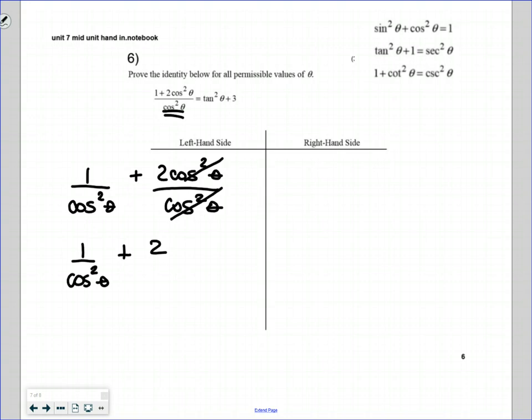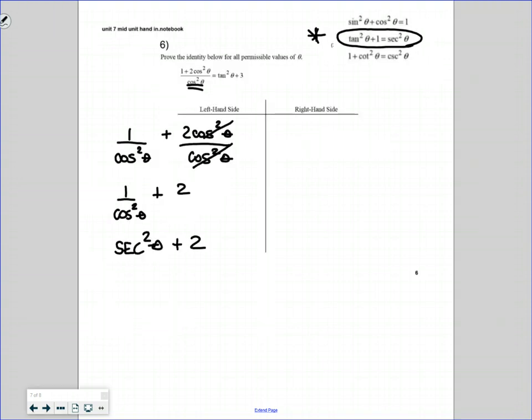Now, what can I do next? Well, I know 1 over cos squared is the same as sec squared, secant squared. And doesn't secant turn into tangent? Did you see what I just did here? Look here. Put your goggles on. Look here. Mr. Penning's not a very good drawer. Okay, so that becomes secant squared theta plus 2.